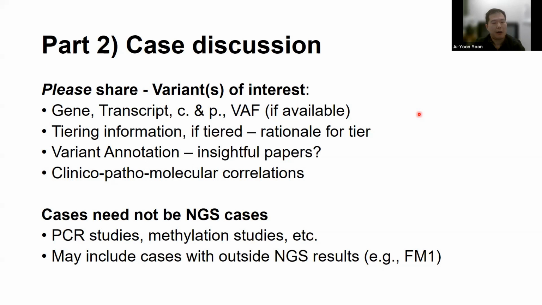If you're able to also share why you tiered it as tier 1, tier 2, tier 3, or 4, let us know, and that can also be a very interesting discussion. And if there are particularly insightful papers that you've used to really drive the tiering, we want to hear about it as well. This is not the only focus on these NGS discussions, but as you will see later, we can also discuss PCR studies, methylation studies, and so on and so forth.